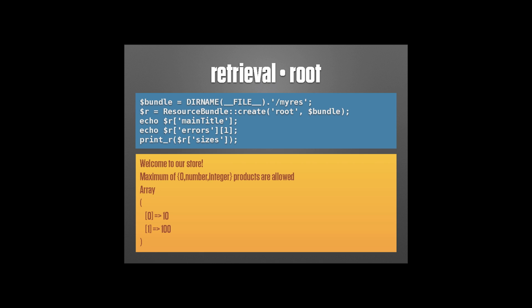And so let's say we want to retrieve this. Let's say we just want to do the root one. So we find where our resource bundle directory is, and we say create for the root locale. This is the directory. And then it gives you back an object that you can access as an array, basically. You can say main title, give me the second error, what are the sizes, and it gives you this stuff, right? And let's say we want to retrieve the Great Britain one. So we just switch out the locale, exact same code after that, and then it gives you the appropriate thing that it found. Yes?